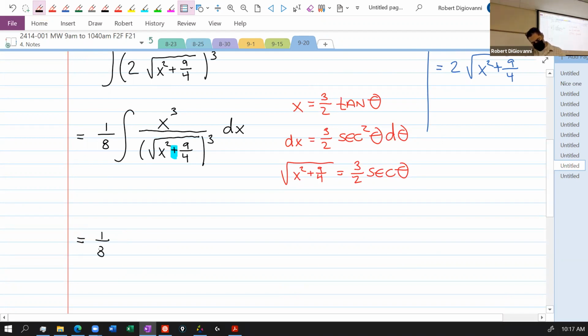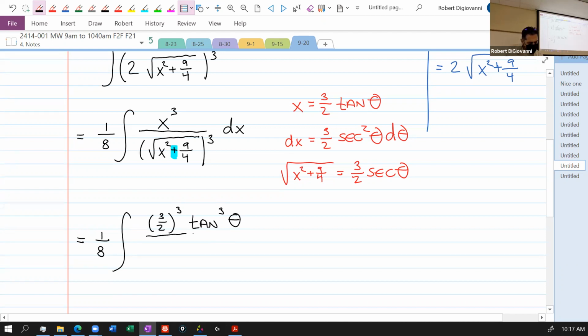1/8 integral. Okay, the top is x cubed. So I've got to cube the 3/2, and I've got to cube the tangent. So tangent cubed theta. That's the top. That's x cubed.